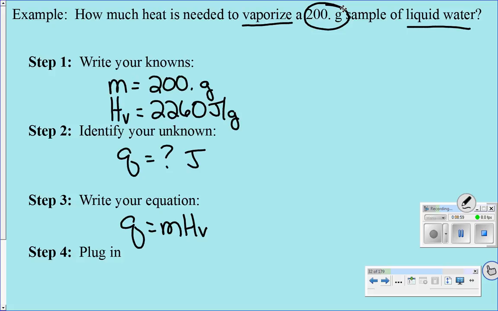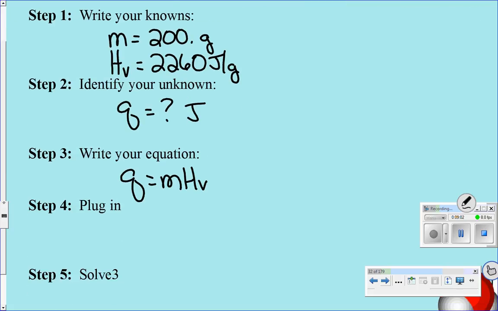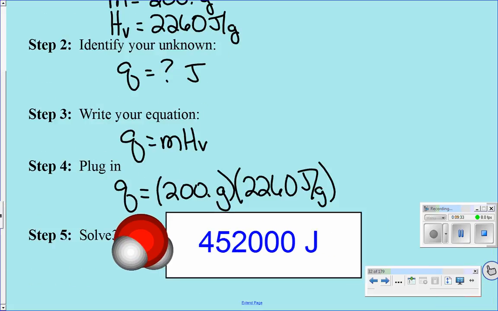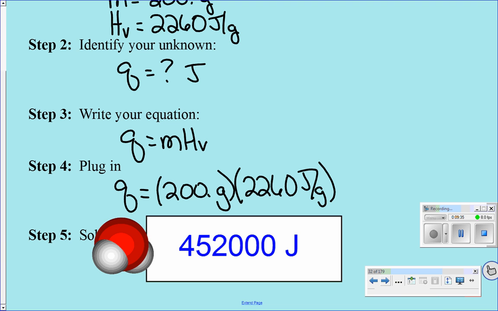So this is essentially a very similar equation. You just have to make sure that you're plugging in the right value for your heat of vaporization. Don't get confused and accidentally plug in the heat of fusion. It's actually a very common mistake. So we're going to multiply our mass of 200 grams times our heat of vaporization of 2,260 joules per gram. And this gives you a rather large number, 452,000 joules.